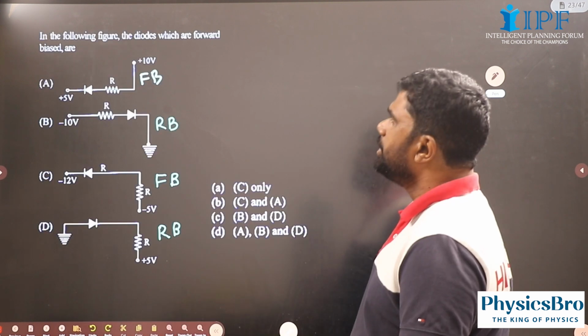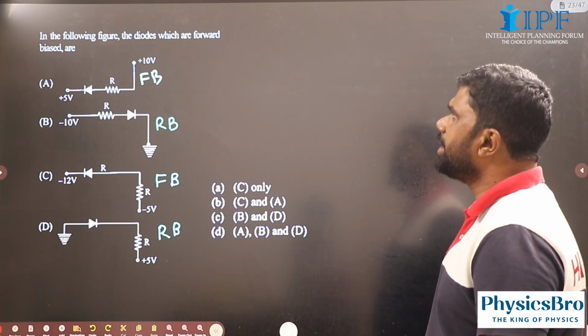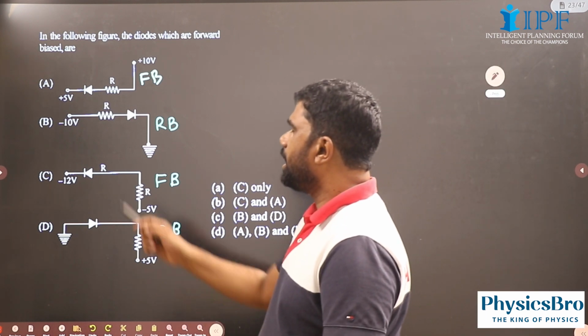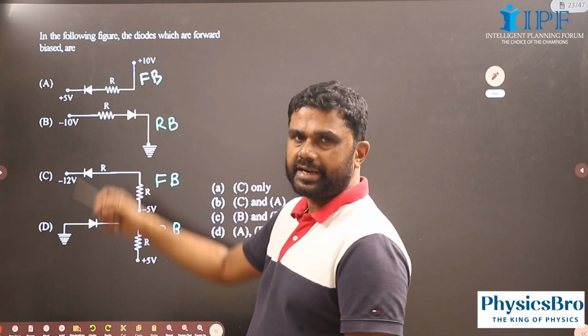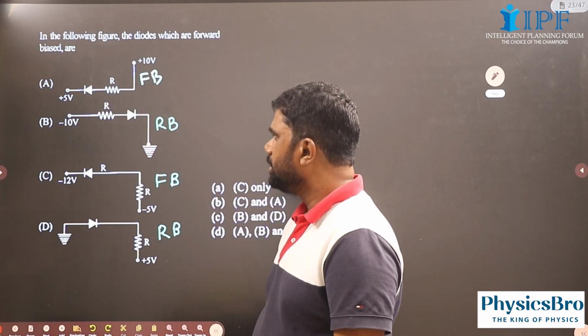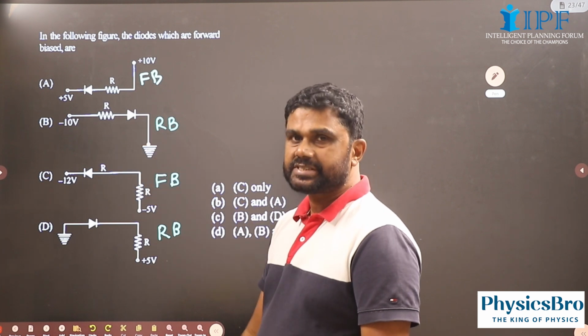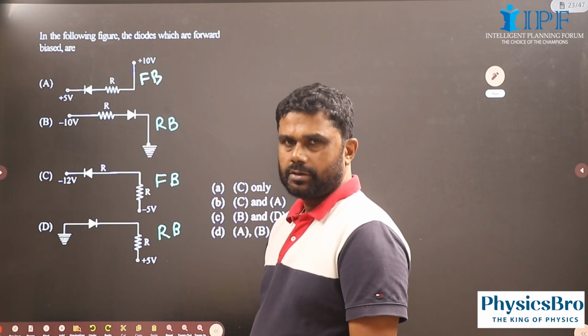Right. Now in the following figure, the diodes which are forward biased. See the first one. See the higher potential is on P side. So it is forward biased. Here we have minus 10 at P side and 0 at N side.